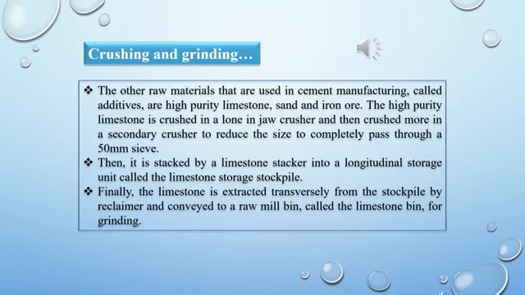Now the second point is, it is stocked by a limestone stacker into a longitudinal storage unit called the limestone storage stockpile. Finally, the limestone is extracted transversely from the stockpile by the reclaimer and conveyed to the raw mill bin, called the limestone bin, for grinding.